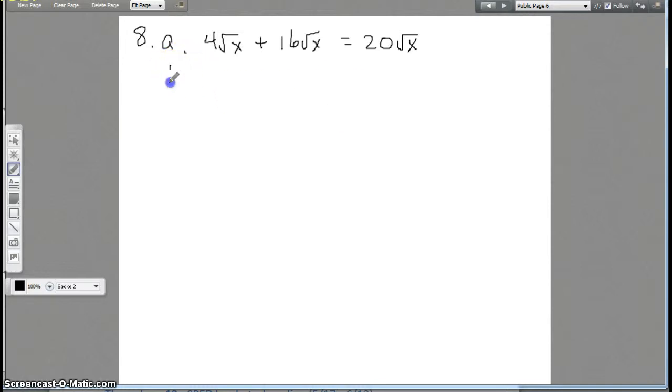Okay, let's look at part B. Part B is x root 4 plus x root 16. Now, we have different things in our roots, but notice that these are both square numbers. The square root of 4 is 2, so our first term becomes 2x. The square root of 16 is 4, so our second term becomes 4x. 2x plus 4x is 6x.